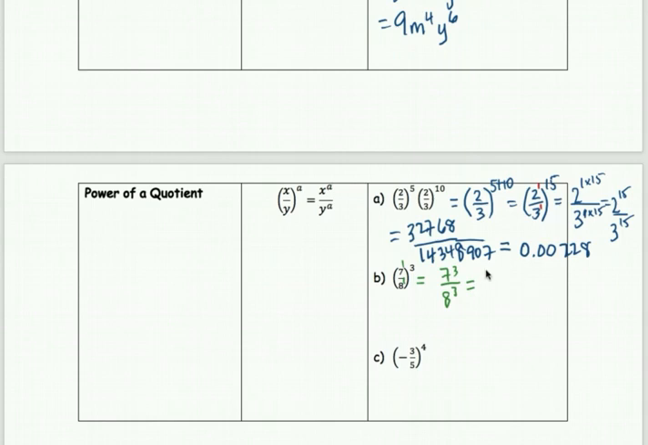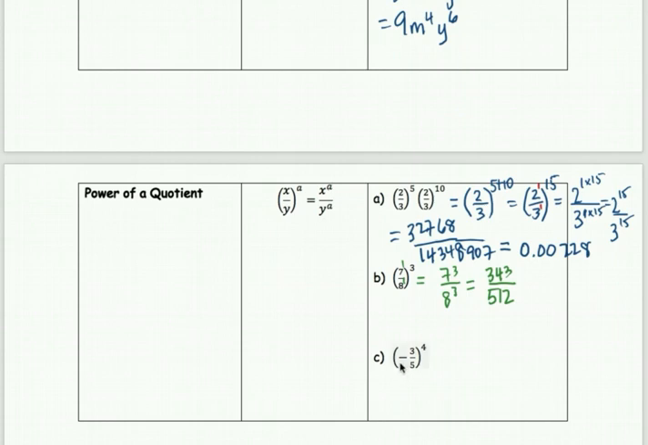So that becomes 343, and 8 to the 3 becomes 512, and I'm not sure if that will reduce. Nope. So that's reduced as well. So just leave it like that. All right, here's the next one.